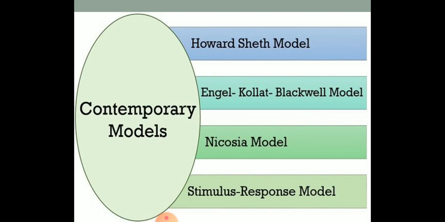Module number 3. In previous classes, we have discussed the consumer behavior models, and in that, there are basically two types, that is, traditional models and contemporary models. In the previous two classes, we have seen the traditional models. Today, we shall begin with the contemporary models. These contemporary models are four in number, famously.